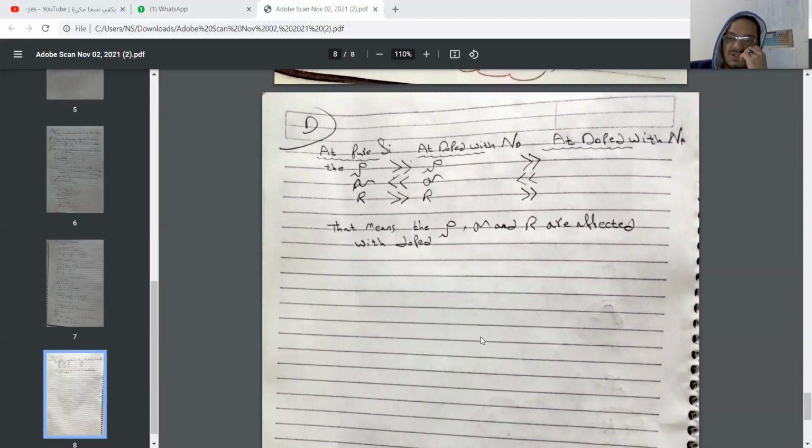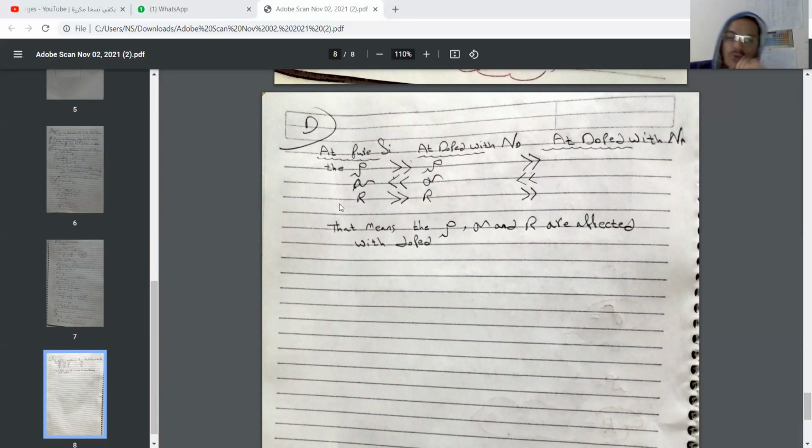Let's answer the last question: is there any change in the resistance, conductivity, and resistivity between the intrinsic silicon and doped silicon? Yes, in pure silicon, the resistivity is bigger than the resistivity of the doped silicon, and the conductivity is smaller than the conductivity of doped silicon. The resistance is bigger than that of doped silicon. What does that mean?